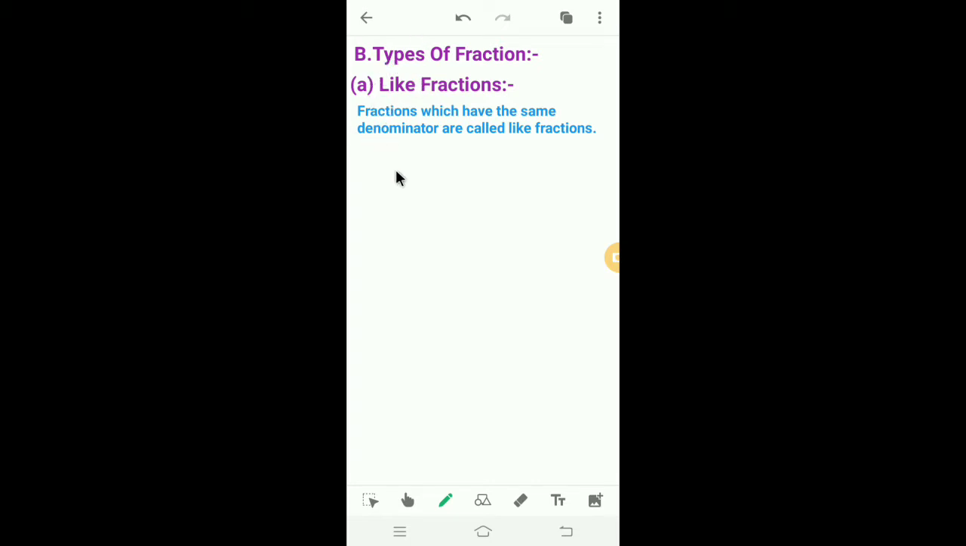For example, 3/7, 4/7, 6/7. In 3/7, 3 is numerator and 7 is denominator. In 4/7, 4 is numerator and 7 is denominator. In 6/7, 6 is numerator and 7 is denominator.